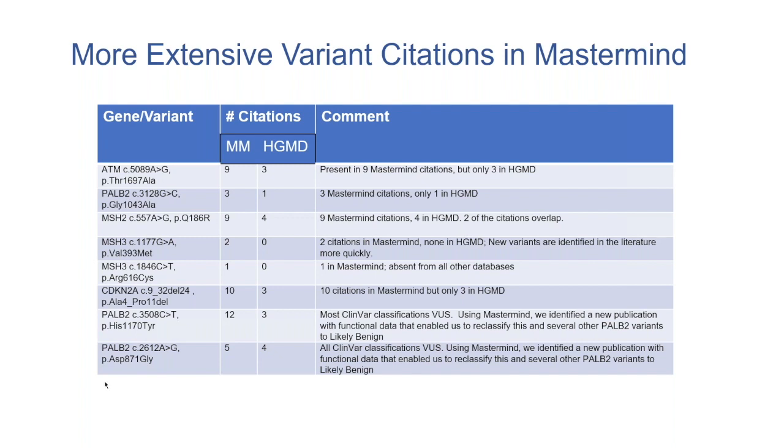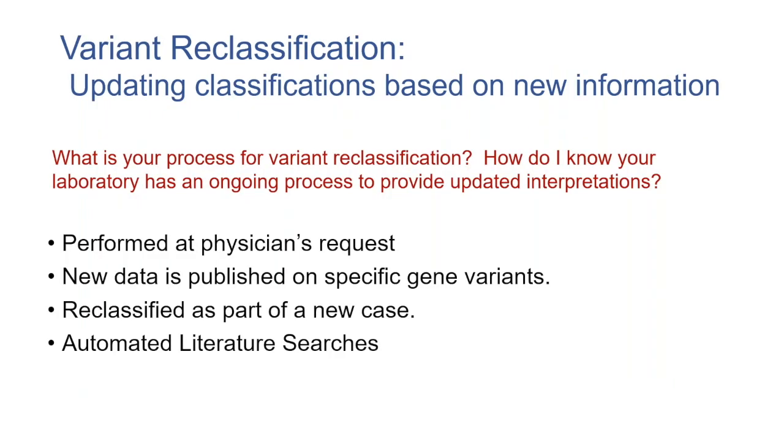The last two examples in this table, PALB2, I'll be talking about these again a little bit later. These ones are really important because these PALB variants are in ClinVar as variants of uncertain significance, but the new article that we were able to identify in Mastermind actually came out with a bunch of functional data on a lot of different PALB2 variants that allowed us to reclassify these as likely benign. So they were really important in determining how we classify these variants.